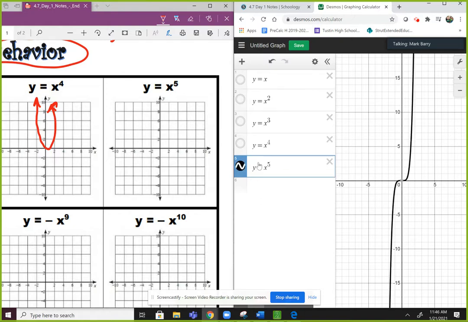Y equals x to the fifth. And that one, I would say, looks very similar to y equals x to the third, right? I'd say that looks like another one of those little unfolded paper clips. So let's draw a quick sketch of that. It's probably steeper than that. Actually, let me redo that. Yeah, okay, that's a little bit better.